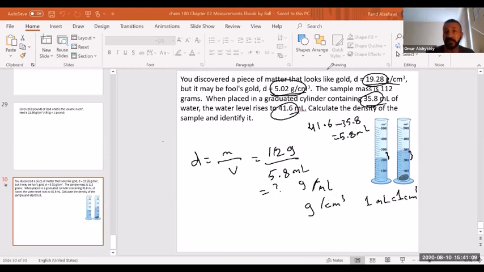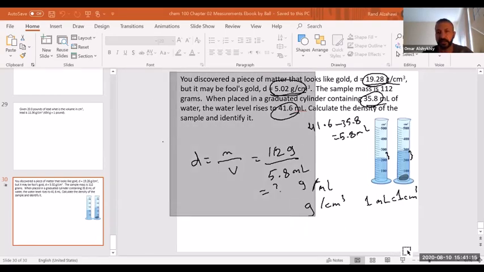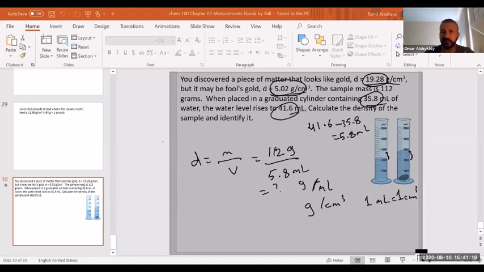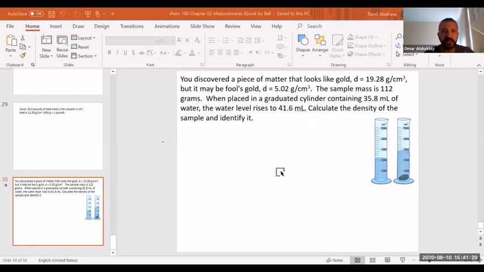Practice a lot with density problems. It is very important in this chapter, so try to practice a lot. We have a lot of examples in the lecture notes, in the example PowerPoint slides that I posted in Canvas, so try to practice a lot. Okay, guys, I will see you in another video.